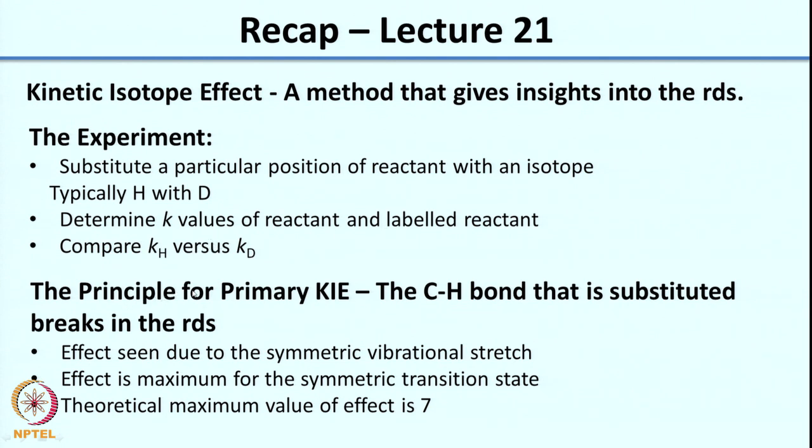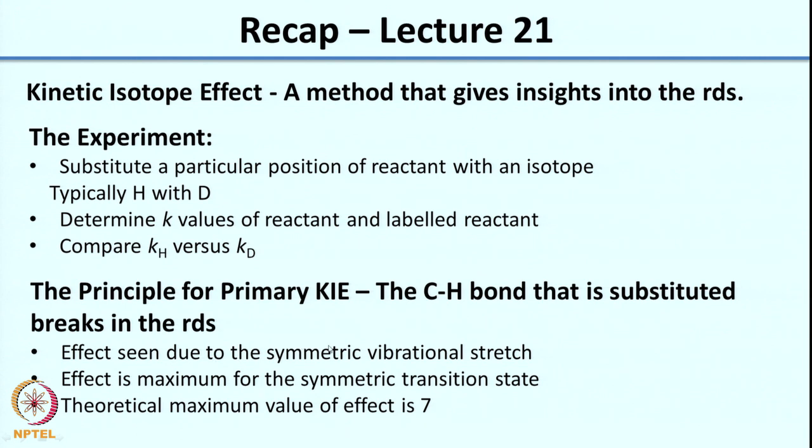Specifically, we had looked at the primary kinetic isotope effect. Primary kinetic isotope effect means that the bond where you are substituting, say, hydrogen for deuterium, is breaking in the rate determining step. Now if this bond is breaking, you would see an effect due to the symmetrical vibrational stretch, and the effect is maximum when you have a symmetric transition state. Theoretically, the maximum value for kH over kD is 7. So these were the things we had looked at in the previous lecture.